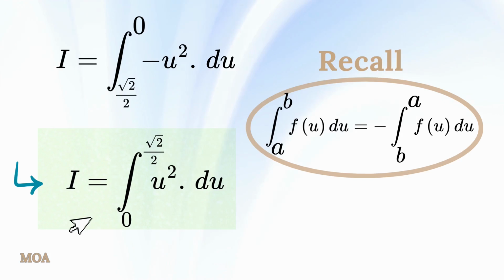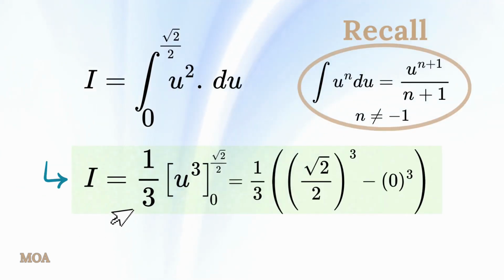Now, using the properties of definite integrals, we reverse the bounds of integration from 0 to the square root of 2 over 2, which removes the negative sign from the integrand. Hence, the equivalent simple form of this integral can be expressed as the integral from 0 to the square root of 2 over 2 of u squared with respect to u.